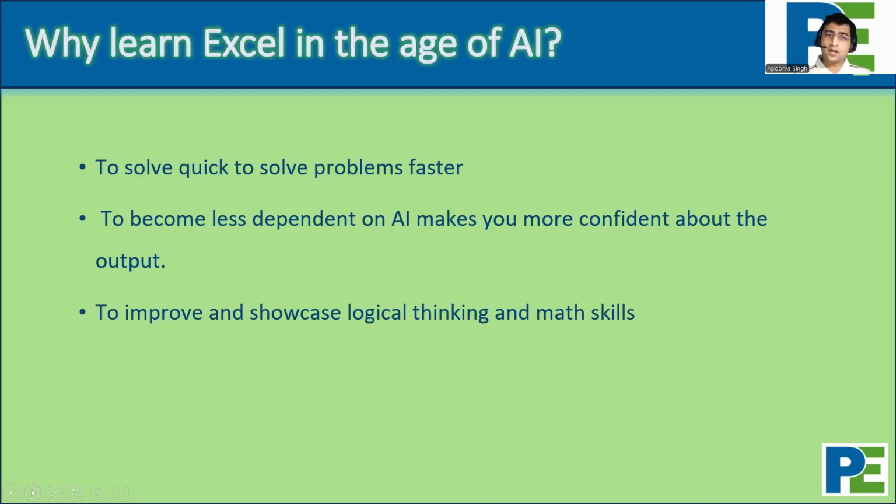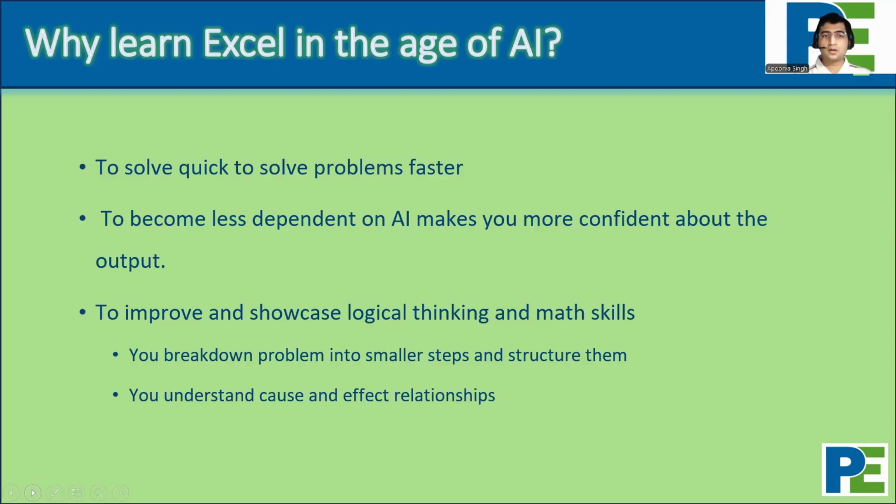Next is to improve and showcase your logical thinking and maths skills. Well, yes, artificial intelligence is there, but we as humans would still and always be working with other humans. Any investment, any business decision has to be taken by humans. So at any point of time, you will have to convince your human counterpart, your manager or business partner or investor, that yes, you have that level of logical thinking capabilities and maths skills. Why? Because if you know Excel, then you would be able to break down problems into smaller steps and structure them. You understand cause and effect relationships of your data, that is, what is impacting what.